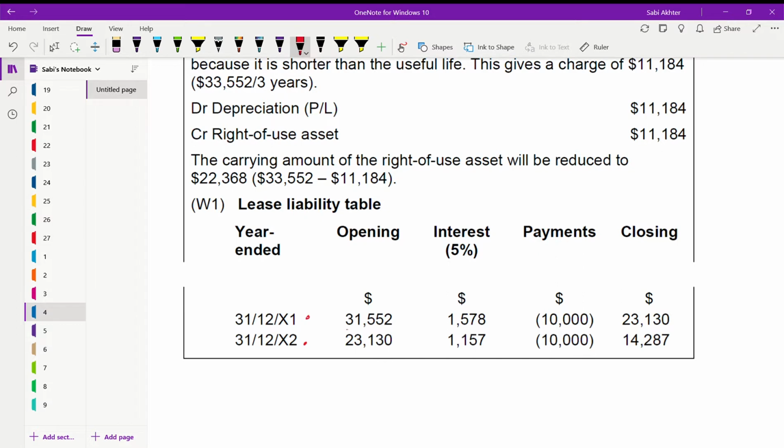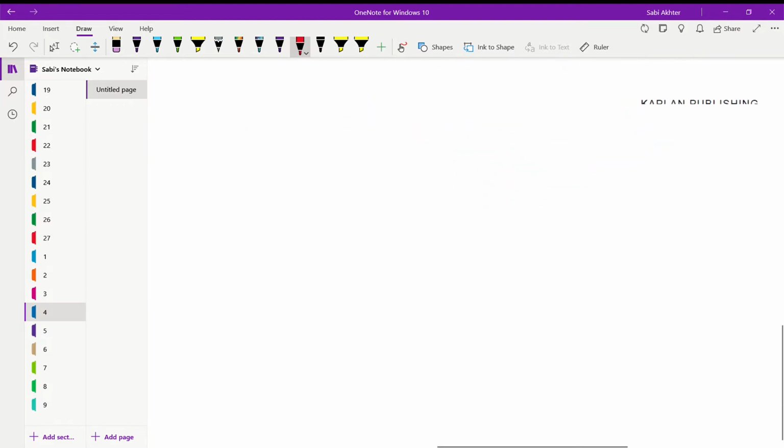So this was the opening. This is the amount which we calculated. On that you charge 5%, the borrowing rate. Payment 10,000 will be deducted. This is closing. Again, this closing becomes the opening balance this year. Again, charge 5% and deduct 10,000, and this is the closing amount.